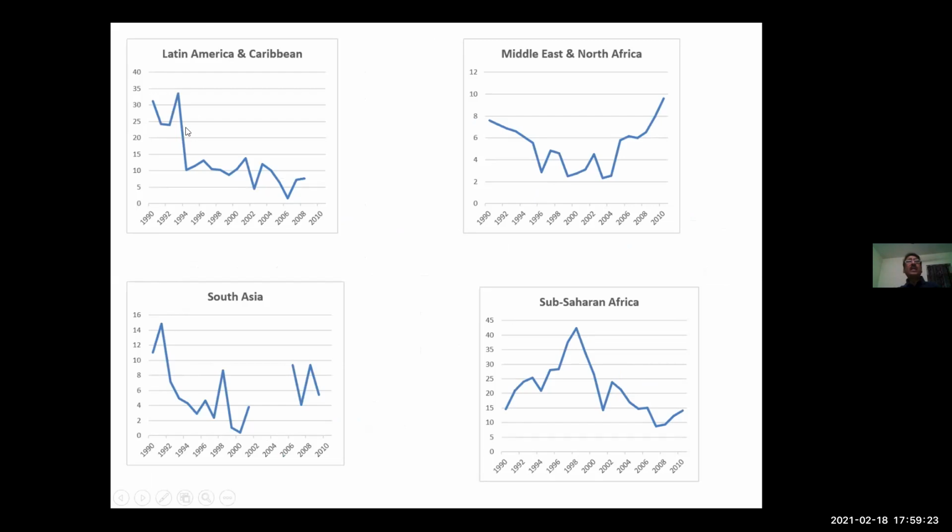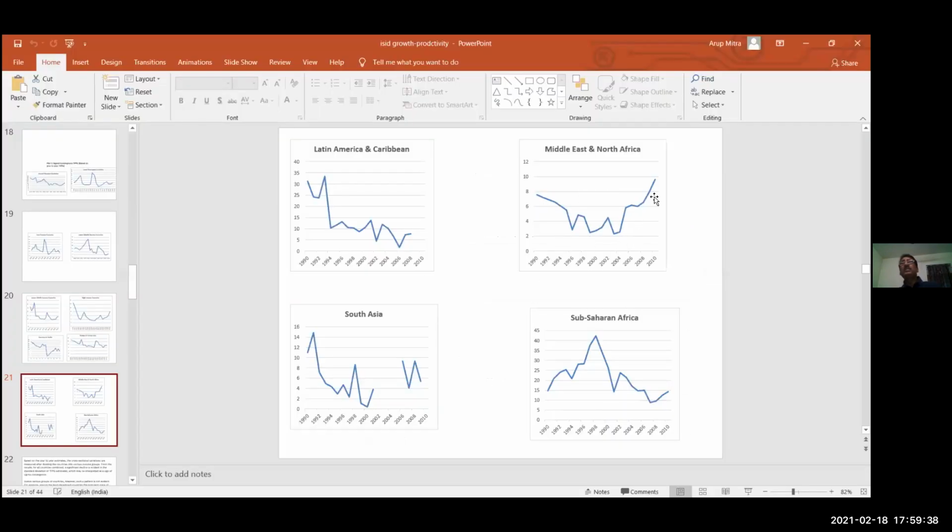Here, Latin America and Caribbean, again, you are able to see that divergence has declined. Here is your Middle East and North Africa. There is no clear cut pattern, rather a U-shaped relationship. South Asia, of course, we had many data gaps, so this is not a continuous line. There was a decline, but then again, there is some evidence that towards the end of 2010, it was slightly going up. Sub-Saharan Africa, initially it increased and thereafter it has declined.